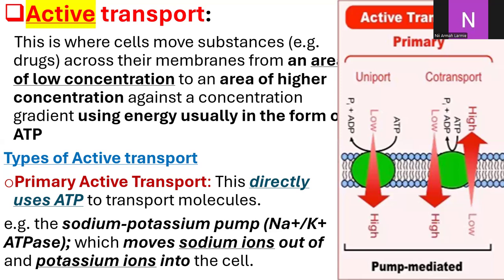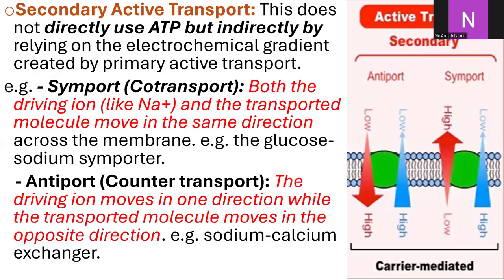Now, this is a co-transporter where two agents could be moved in that same order, like our sodium-potassium pump that we just discussed. Here we are moving one from a lower concentration to a higher concentration, from the inside of the cell to the outside of the cell, and we are moving one from a lower concentration to a higher concentration into the cell, a form of exchange. This is primary active transportation. Then we have the secondary active transportation.